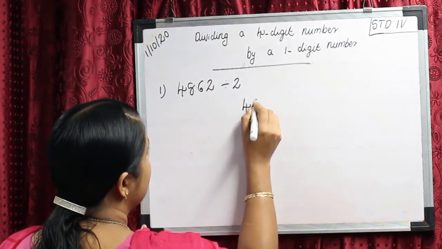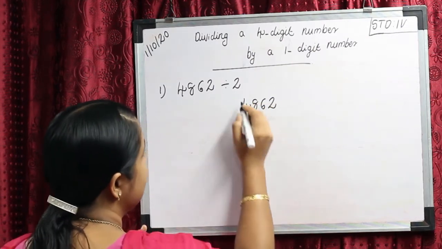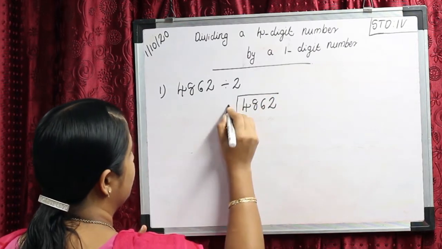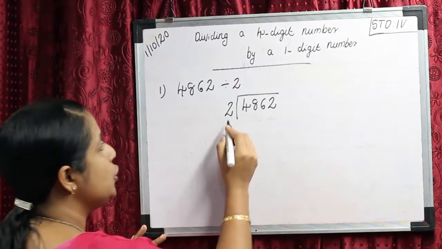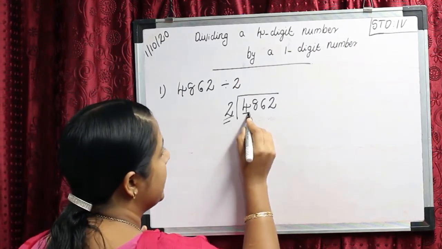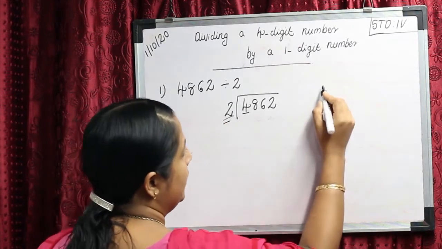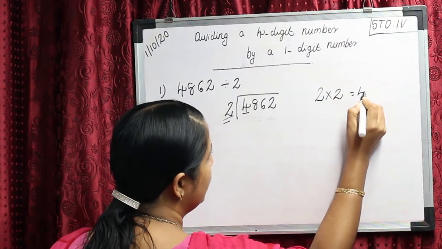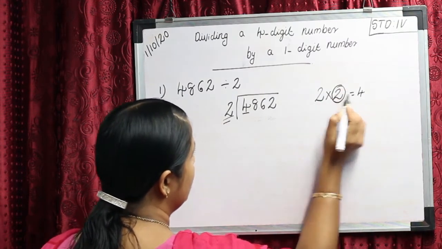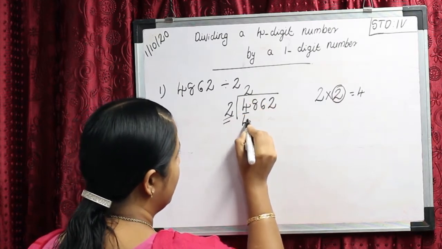In the previous class we already learned how to write these numbers. Then 4862 by 2. In which table are we working? We are taking 2's table. Here the first number is 4. In 2's table how can we get the answer 4? We already studied the multiplication table. 2 2's are 4. So we take 2 as the quotient, and 2 2's are 4.